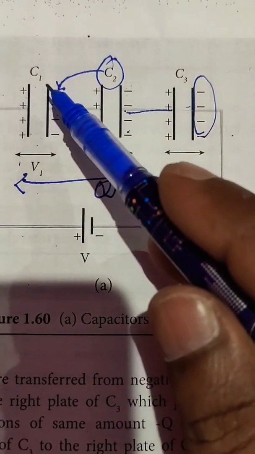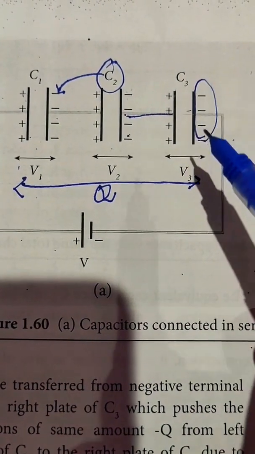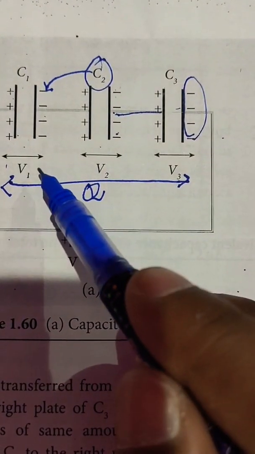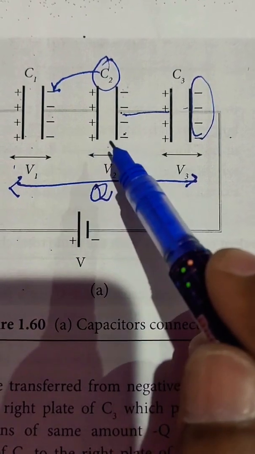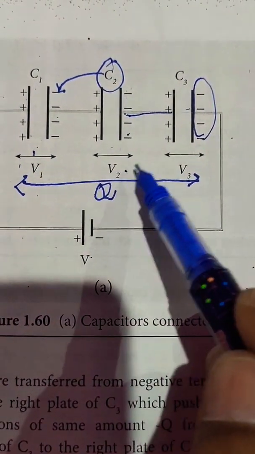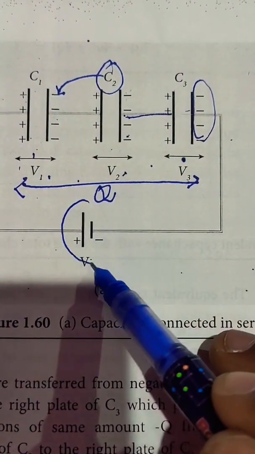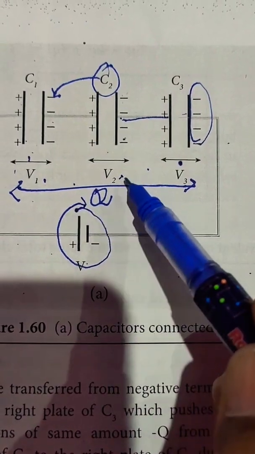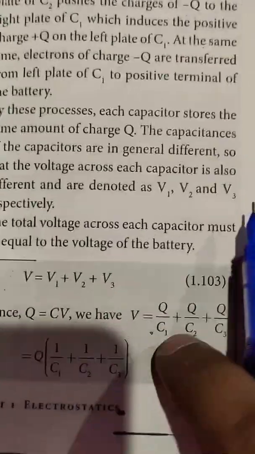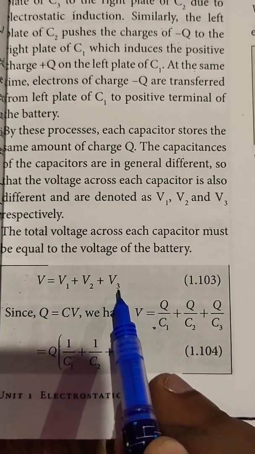Only the C1 capacitor has a potential difference V1, C2 has V2, and similarly C3 has V3. So the total voltage across the capacitors must be equal to the voltage of the battery. We can write this mathematically as V equal to V1 plus V2 plus V3.